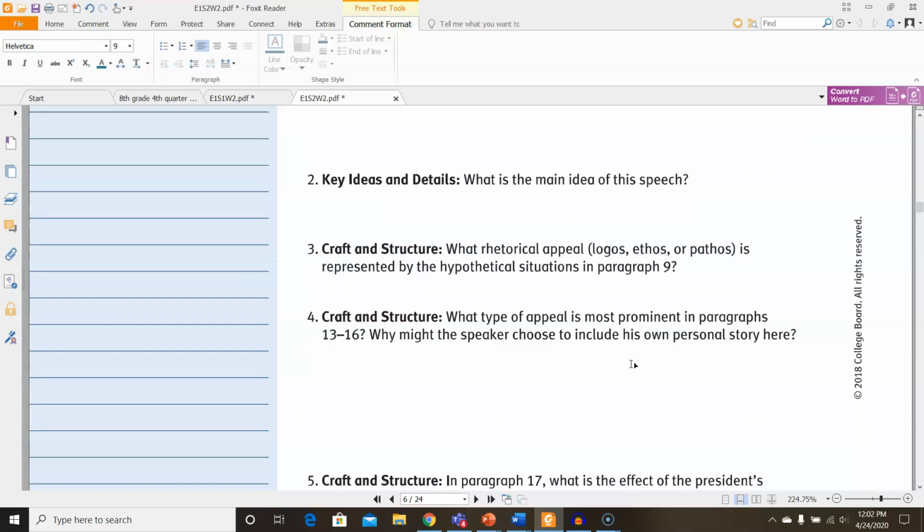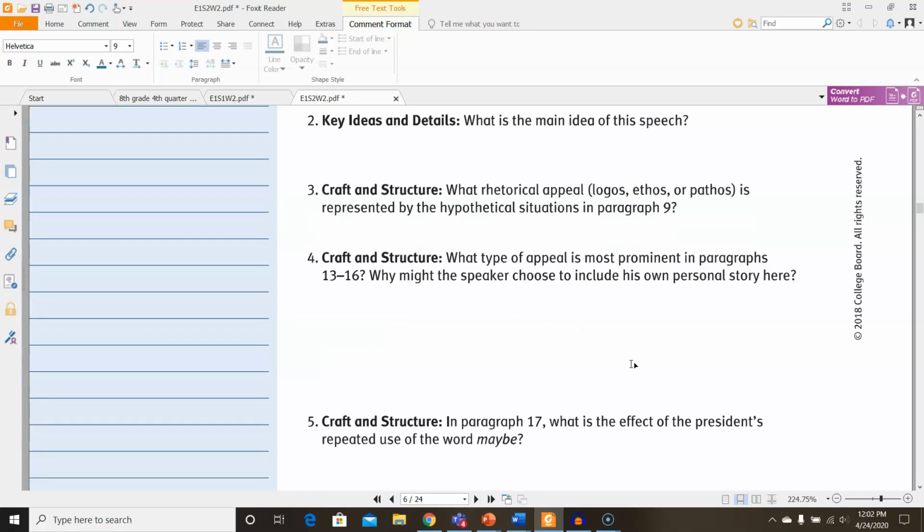Number 3 is, what rhetorical appeal out of logos, ethos, or pathos is used by the hypothetical situations in paragraph 9? And if you don't know what hypothetical means, you might want to look it up so that you know which situations they're referring to. And then describe which of those appeals is being used. I also want you to say why you think it's that appeal.